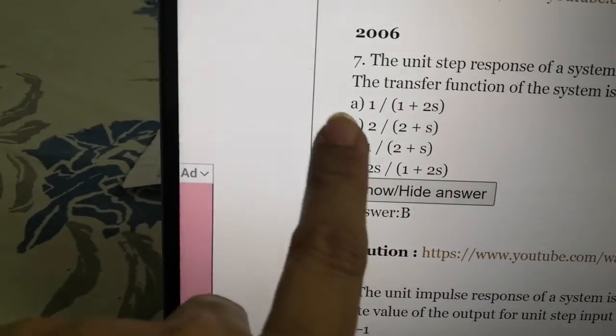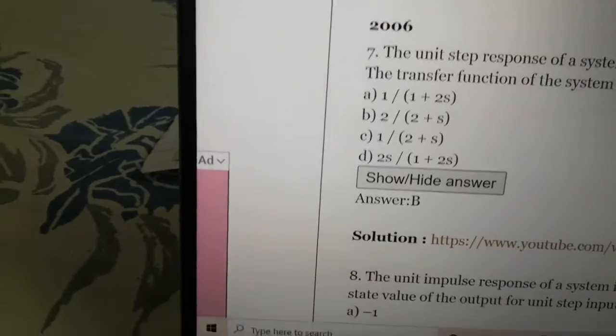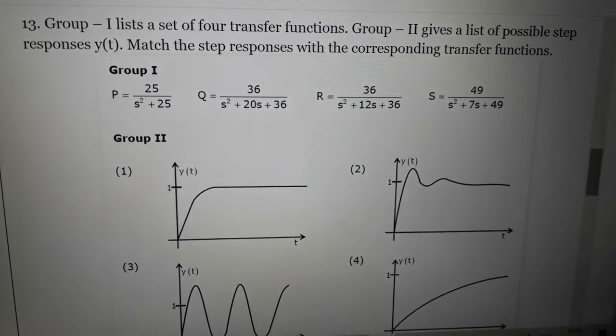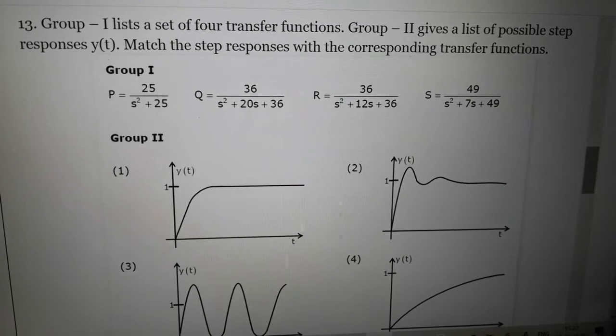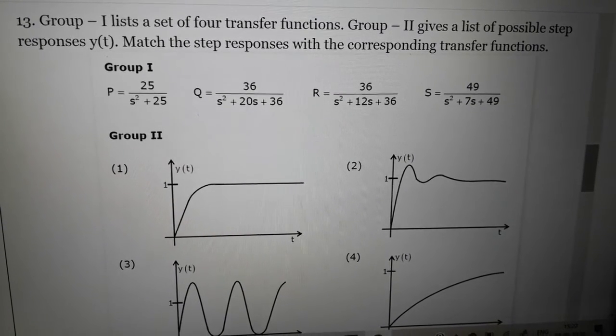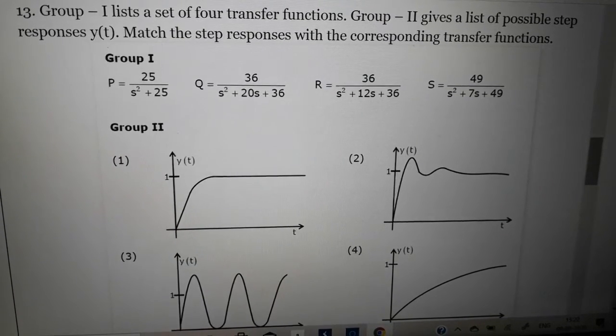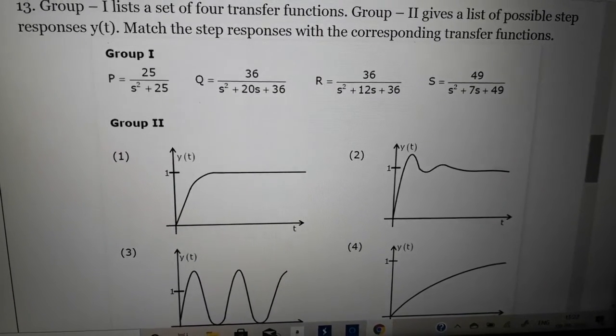So the answer is B, that is 2 upon 2 plus s, right? Now we come on to your next numerical. Group 1 lists a set of 4 transfer functions. Group 2 gives a list of possible step responses y(t). Match the step response with the corresponding transfer functions.